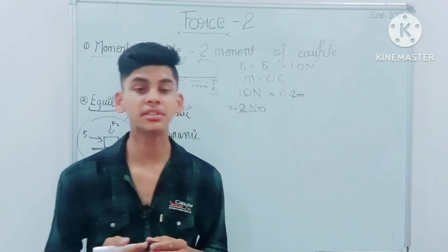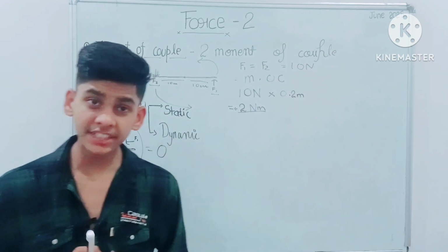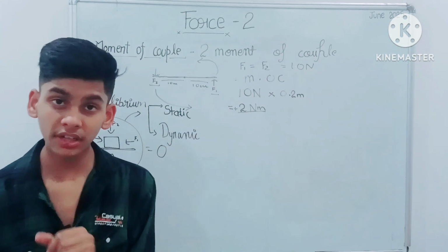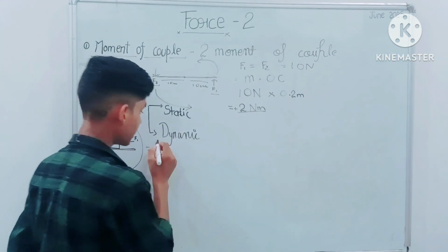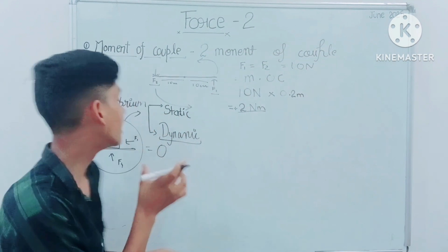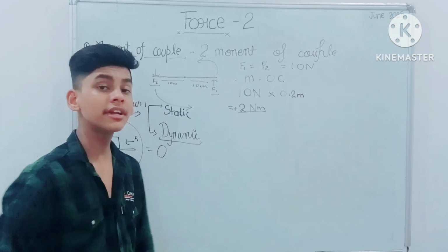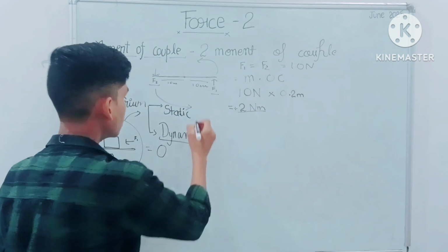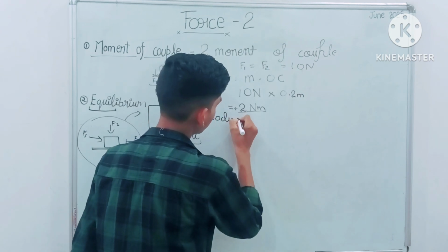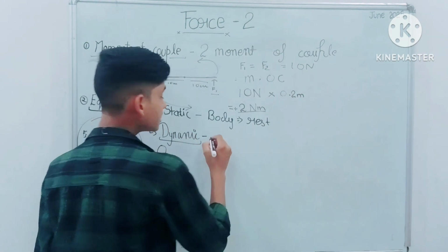What is static equilibrium? Static equilibrium is the equilibrium when a body remains in the state of rest when numerous forces are applied on it. Then what is dynamic equilibrium? Same, but in static equilibrium the body remains at rest, and in dynamic equilibrium the body remains in motion.